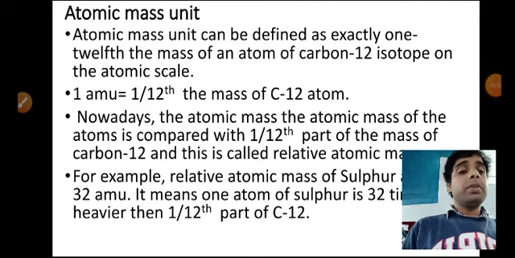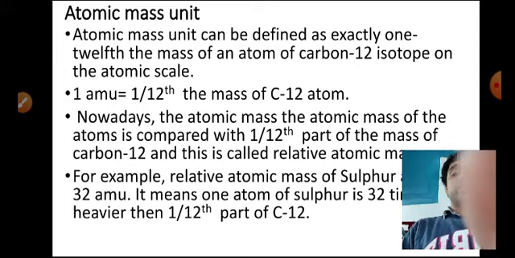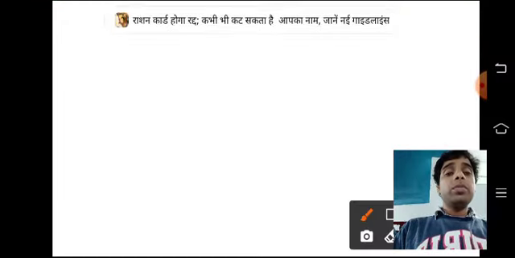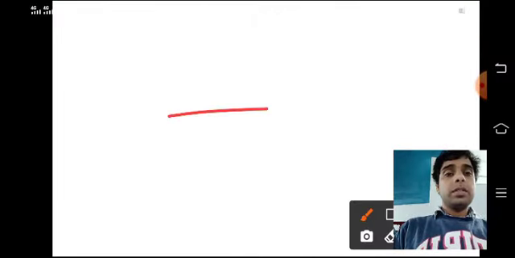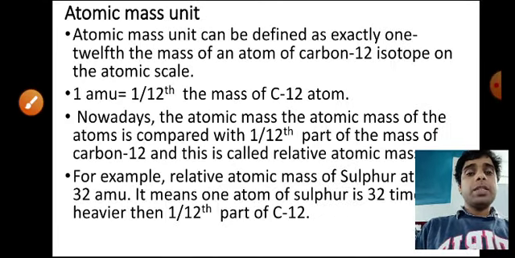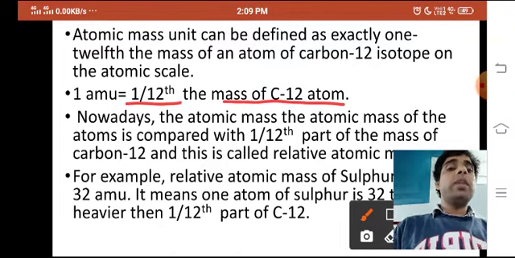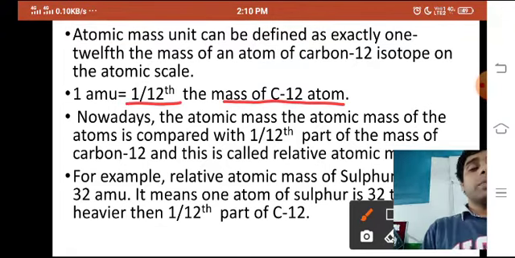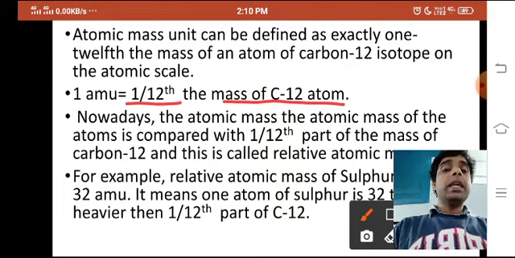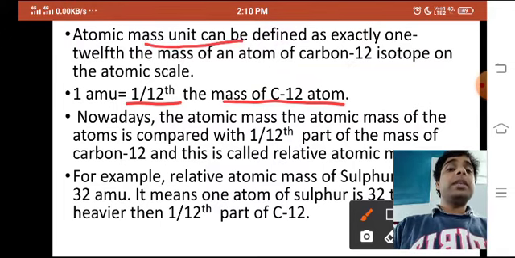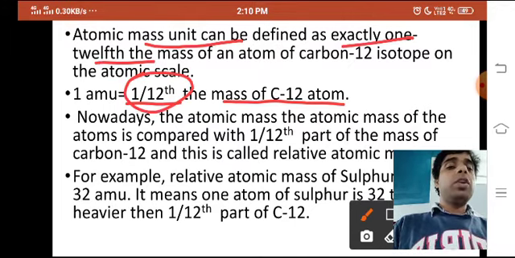I have told you in the previous formula, and here it is also written: 1 AMU is equal to 1/12th the mass of a C12 atom. Every time, if you are going to define the atomic mass unit, it can be defined as exactly 1/12th the mass of an atom of carbon 12.